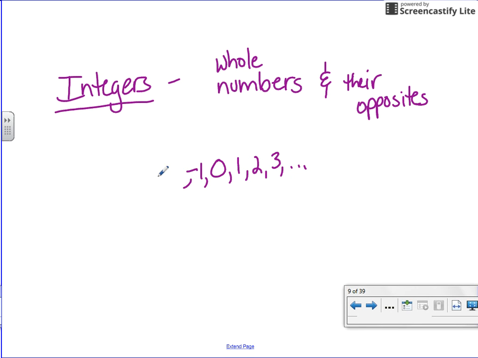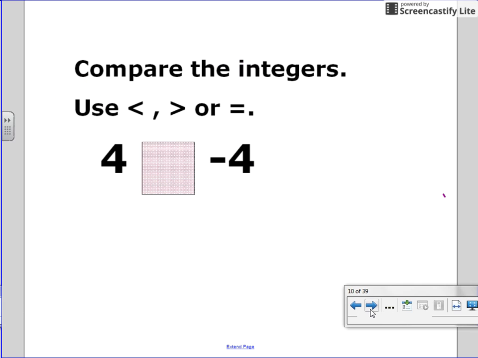2 has an opposite. It happens to be -2. 3 has an opposite. It happens to be -3, and so on. We can make our dots go to the left to indicate infinity in the negative direction. Dots to the right means it goes on to infinity in the positive direction.